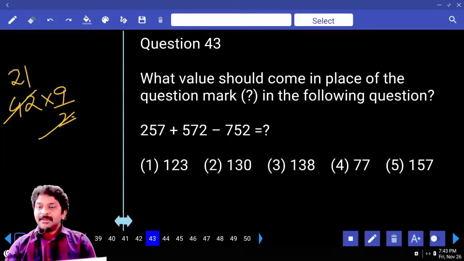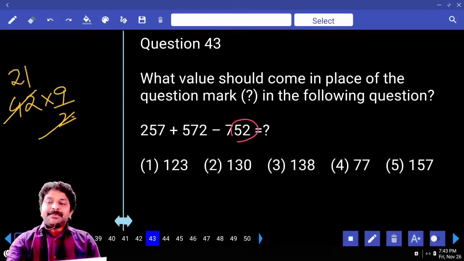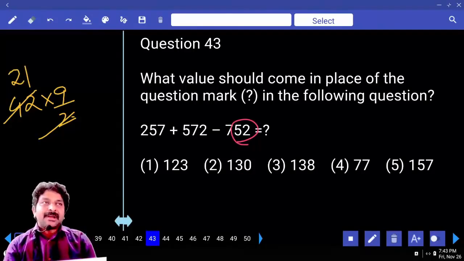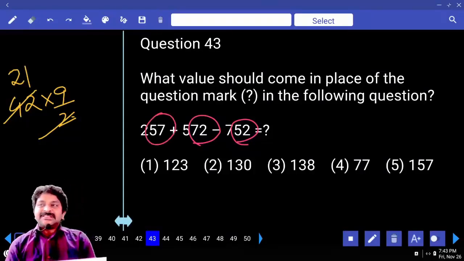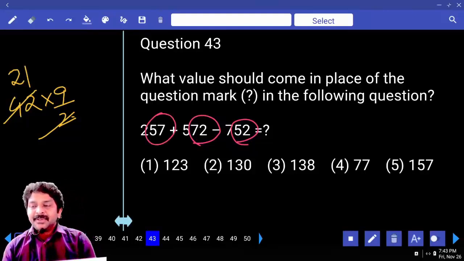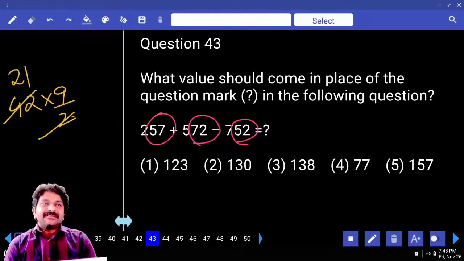Next. So if you subtract a negative number, last 2 digits I am concentrating. 52 is subtracted from 72. How much is left? 20 added to 57. How much is that? 70. So your last two digits must be 77. How many options are there? Only one.